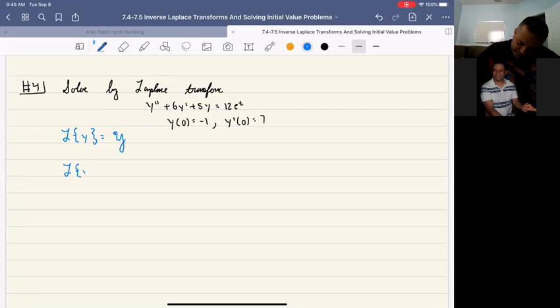Laplace transform of y prime. Remember that's s cursive y minus y of 0. In this case, since y of 0 is -1, it's going to be s y plus 1. Let me highlight these.